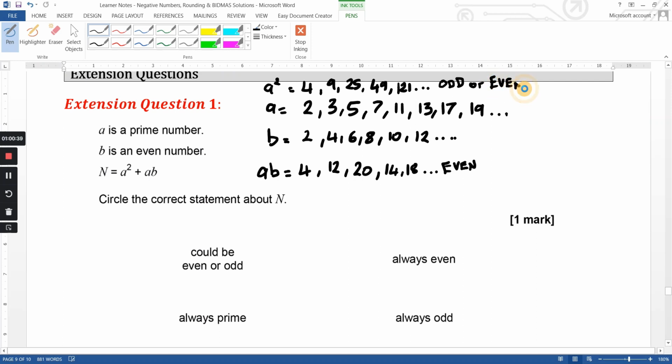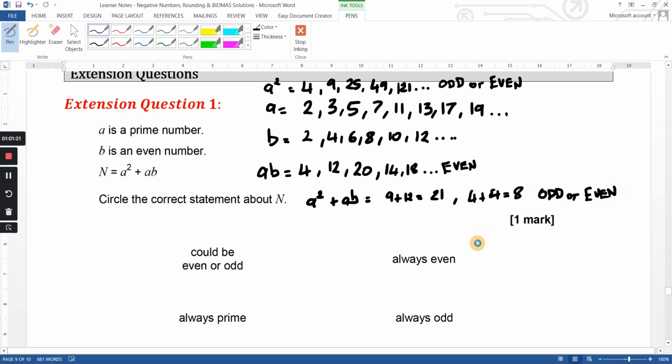Okay, so when you add them together though, when you add a squared with ab, what do you get? Well, you could do 9 add 12. That's going to give you, let me write this down, 21. You could get 4 plus 4, which is 8. So there's 2 examples of where you've got an odd number and an even number. So it could be odd or even.